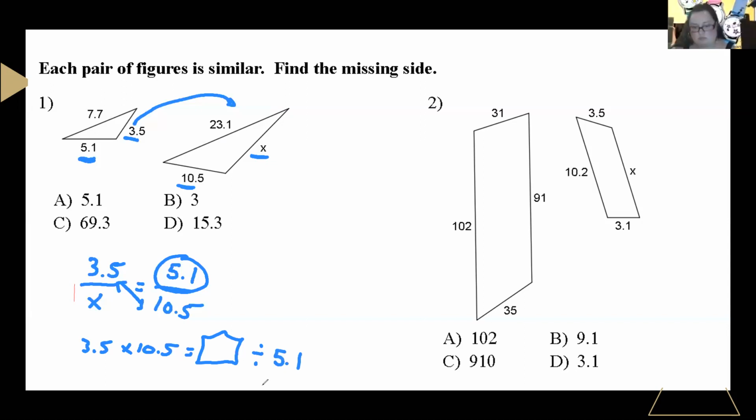That's a big number. 7.21. Oh, did we do something wrong? 3.5 times 10.5 divided by 5.1. Oh, we must have set something up wrong here. Let's look carefully. 10.2. 3.5 over x.